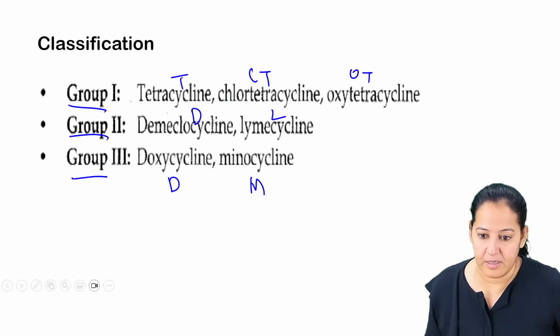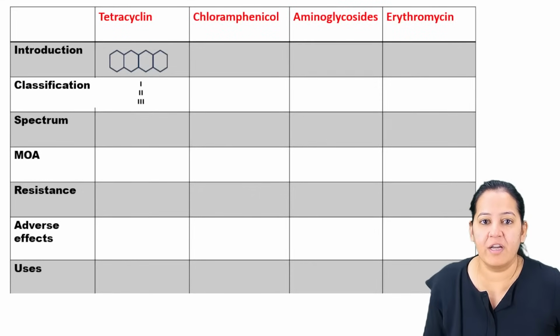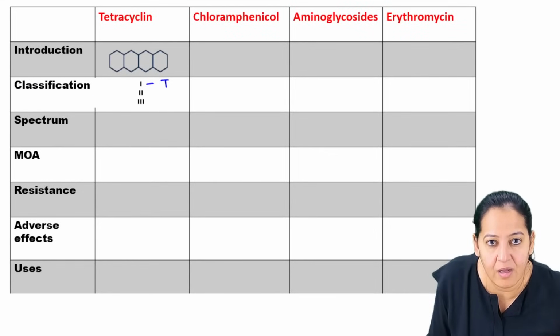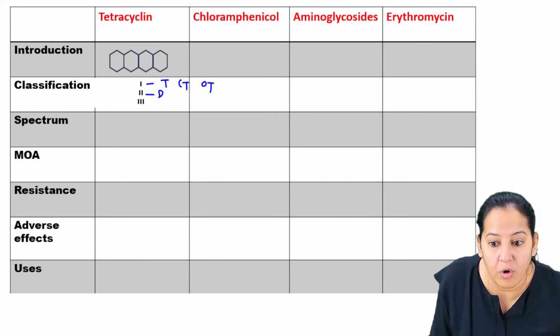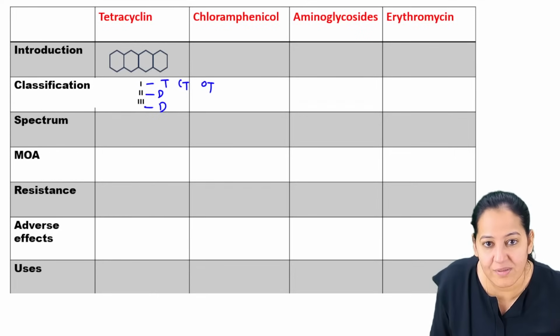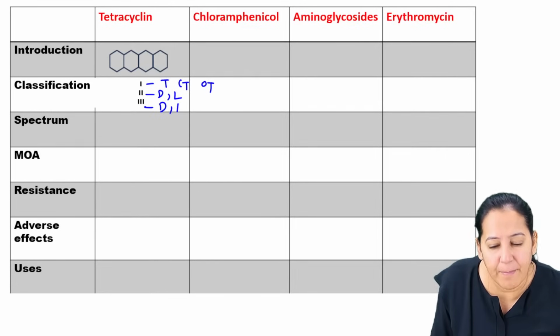Say yes if you got it. है ना? So there are total 7. Group 1 में tetra, chlorotetra, oxytetra. Group 2 में demeclo और group 3 में doxy. Demeclo and doxy. यहाँ पे demeclo के साथ lymecycline और यहाँ पे minocycline.